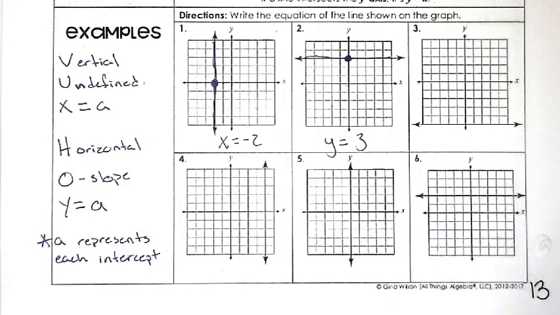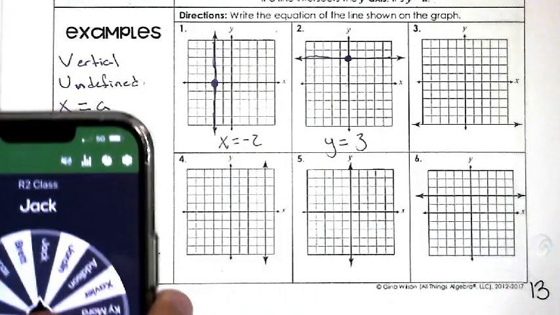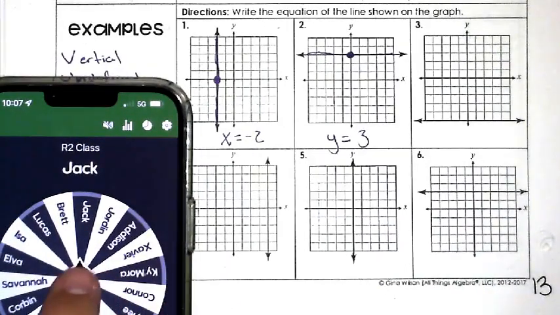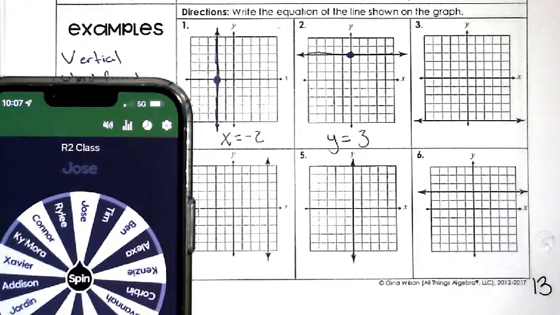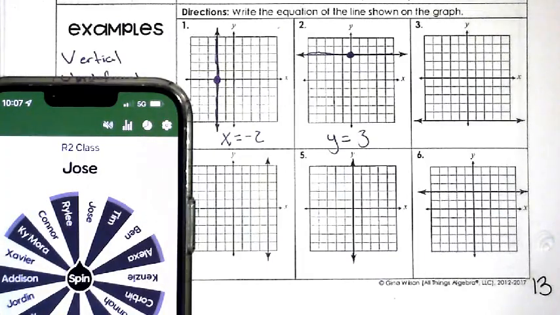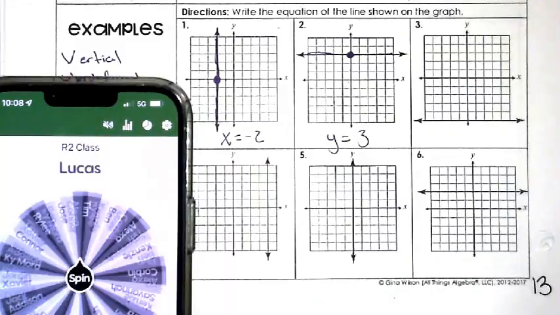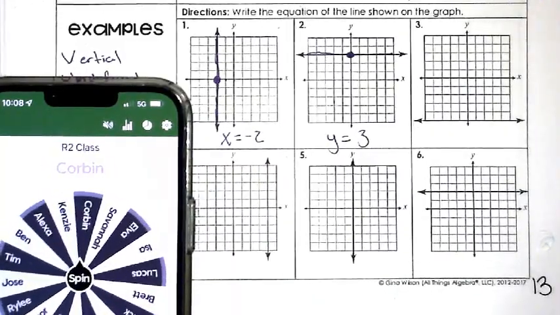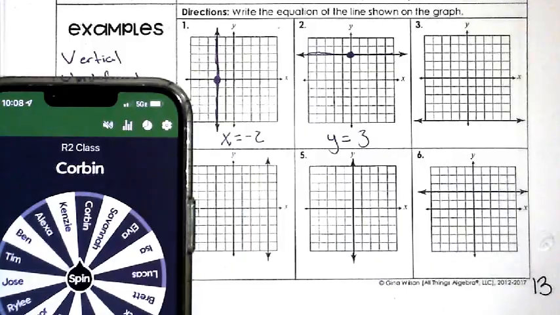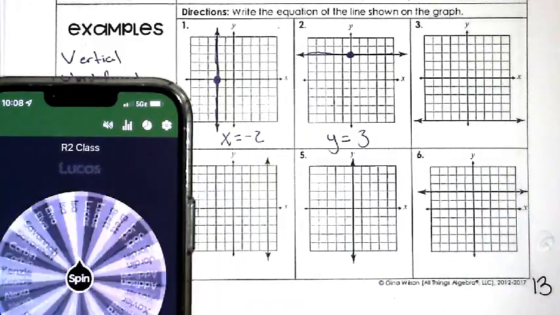Time for the wheel of not ideal. Jose, you will show us your answer for 3. Corbin will show us his answer for 4. Riley will show the answer for 5. And 6, Xavier.